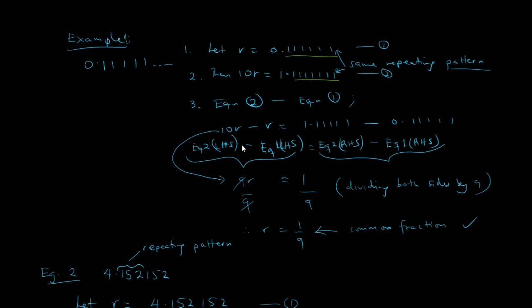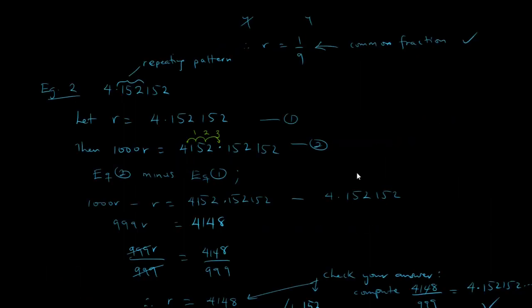Let's see another example. Here we have 4.152, so the repeating portion is 152. Okay, so we'll let our variable r equal this original repeating decimal. Now, because the repeating portion is 3 digits, we will need to multiply the original decimal number by 1000, which will shift the decimal point 3 places to the right in order to have the repeating portion still remain the same. The pattern must be the same, 152.